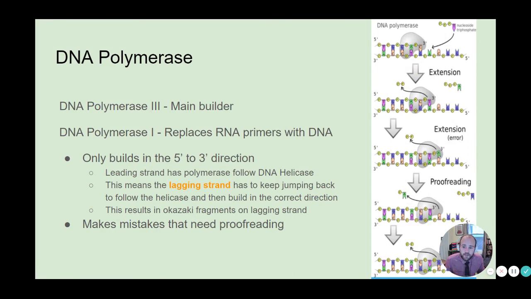So we have DNA polymerase 3 and DNA polymerase 1, which are our builders. They can only build in that 5' to 3' direction, and that's why we have a leading and a lagging strand. But they do make mistakes and need some proofreading. Why don't we have a DNA polymerase 2? Well, we're not sure it exists. There's theoretically some in bacteria, but we haven't really conclusively found it.